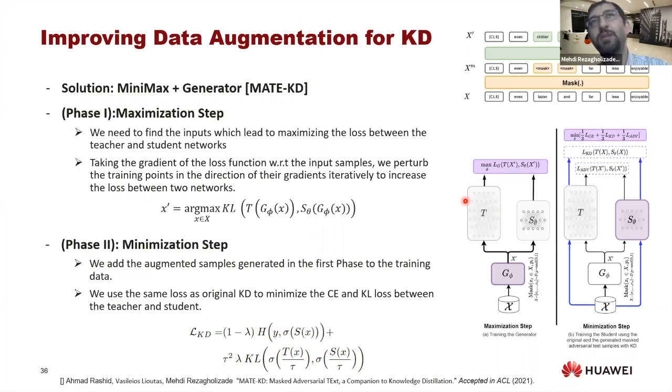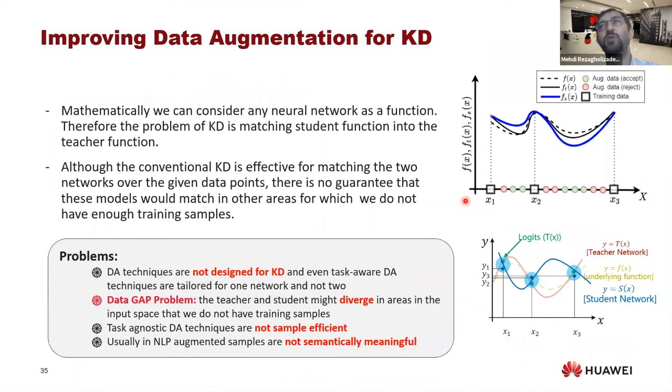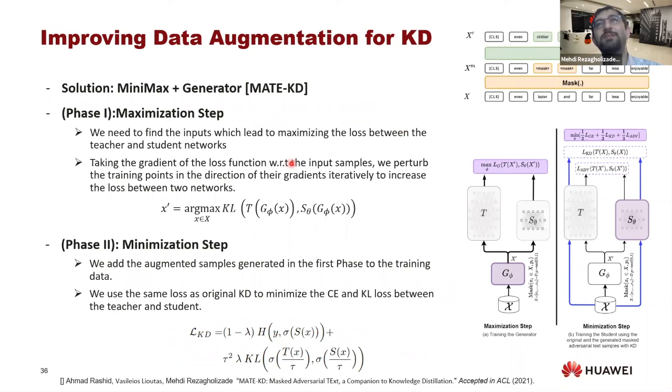So for this data gap problem, we propose a minimax approach. For this minimax approach, we have 2 phases. One is the maximization phase and the other one is the minimization step. For the maximization step, we try to generate the best augmented data, which would lead to the maximum divergence of the 2 networks. So we search over the input space to find the regions where the student and teacher diverge from each other maximally.